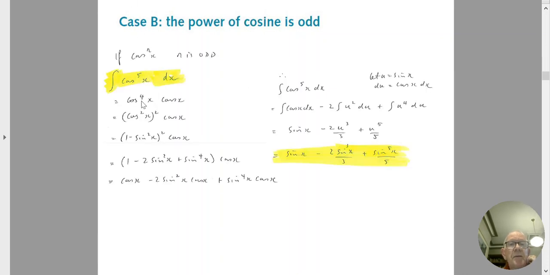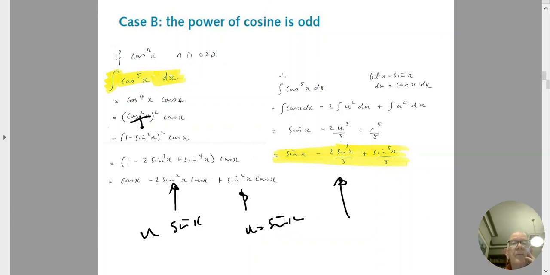So my cos of x to the 4 becomes cos squared, squared. I've replaced my cos squared with 1 minus sine squared, expand. Therefore, I can use a substitution for u for the sine of x. And this is what the integration looks like. I'll leave that for you to have a look at.